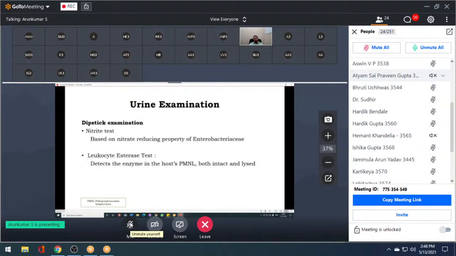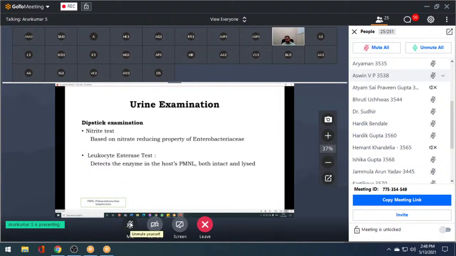So in a dipstick, we are going to measure two things. One is nitrite and the other is leukocyte esterase. The nitrite is usually useful for organisms of the class Enterobacteriaceae because they tend to reduce nitrate. Because they reduce nitrate, the nitrite test in urine would be positive if dipsticks are used. The leukocyte esterase is based upon the presence of neutrophils in the urine. So any urinary tract infection can be positive.